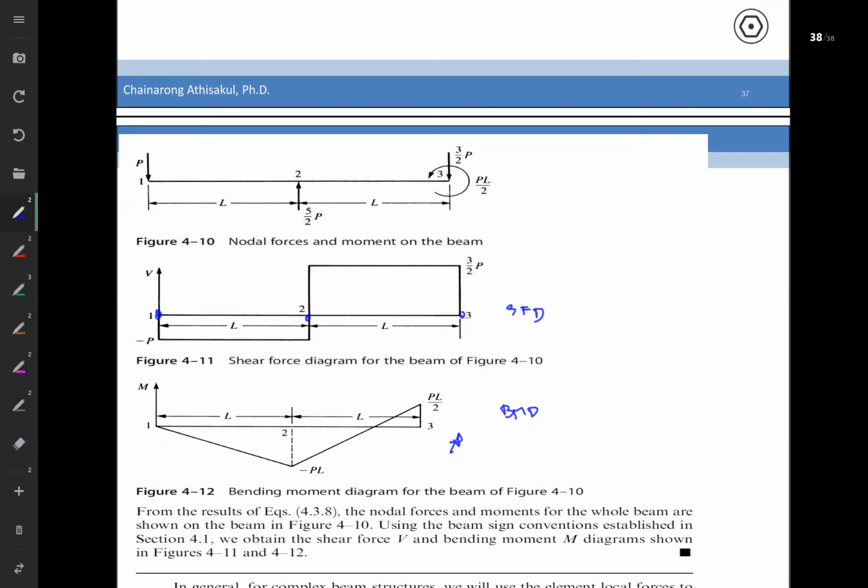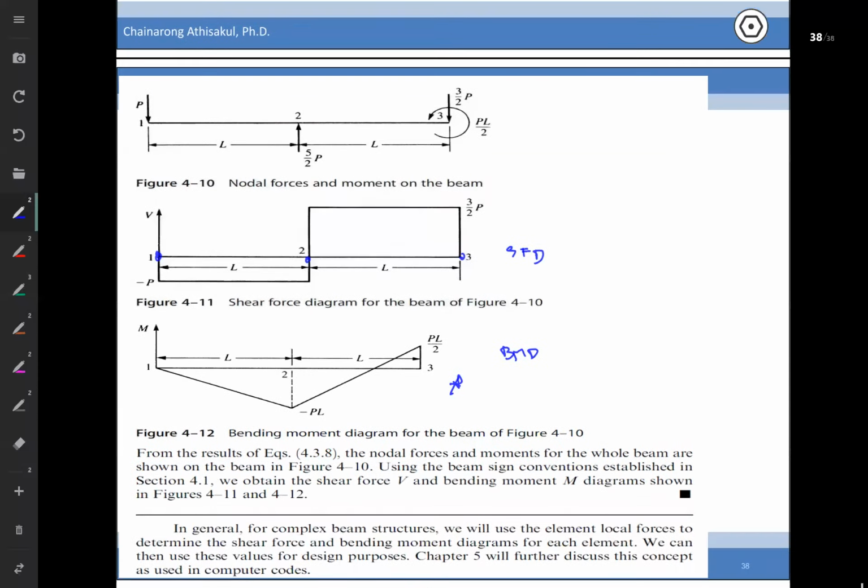So we will talk in more detail about the beam problem again when we consider another example that may include a load inside the beam or a distributed load. That we may mention again. Okay, that's all for this video clip.